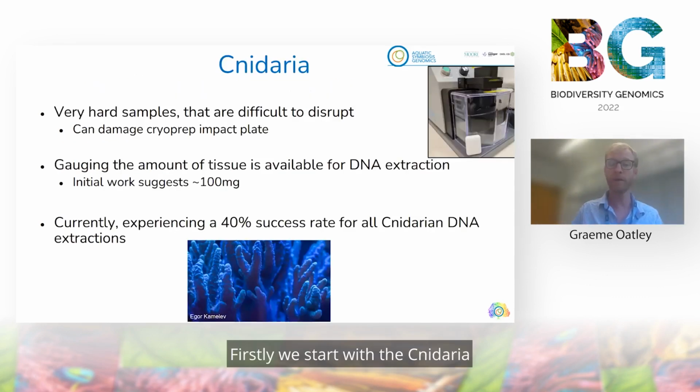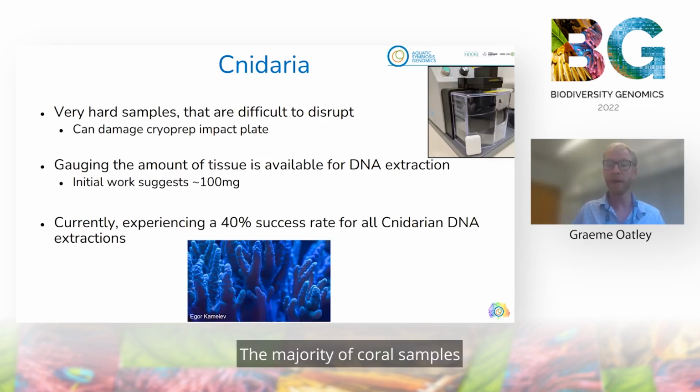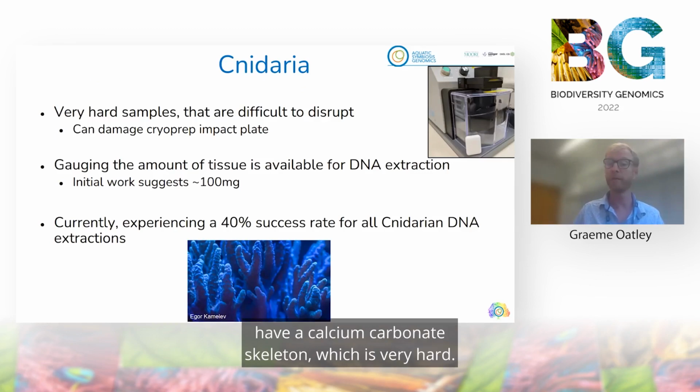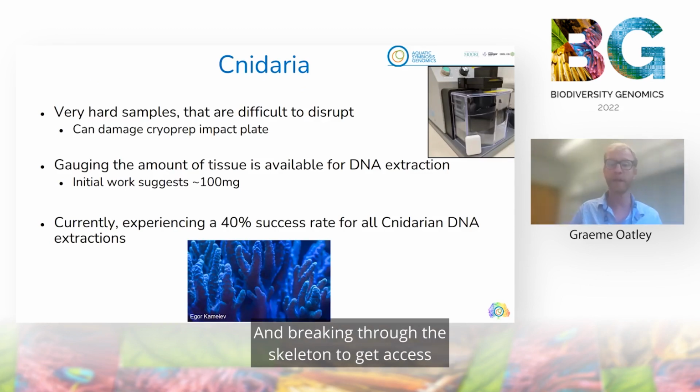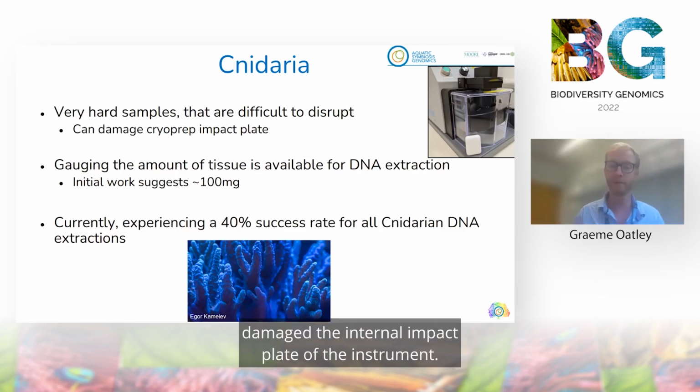First, let me start with the Cnidaria, and specifically the corals. The majority of coral samples have a calcium carbonate skeleton, which is very hard, and breaking through the skeleton to get access to the coral polyps is very difficult. We have been utilizing the cryoprep to disrupt frozen coral samples, but have found that coral samples often damage the internal impact plate of the instrument.